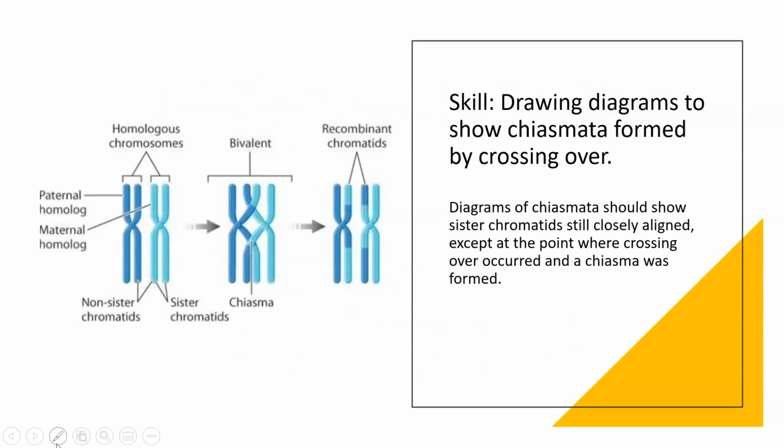Okay, now one of the skills for you in this subtopic is drawing diagrams to show the chiasmata forming by crossing over. Now, when you draw these diagrams, you should show the sister chromatids still closely aligned, except at the point where crossing over has occurred and the chiasma was formed, okay?